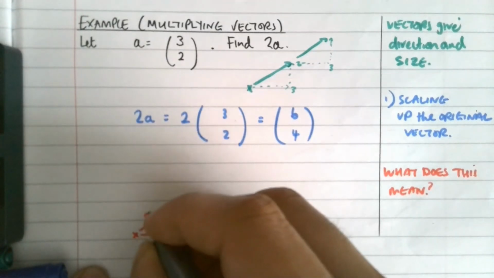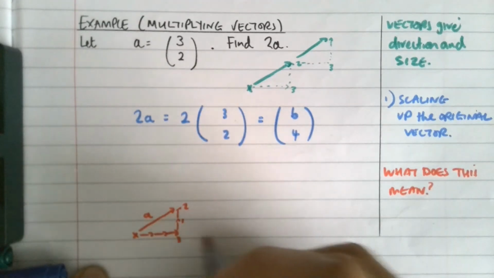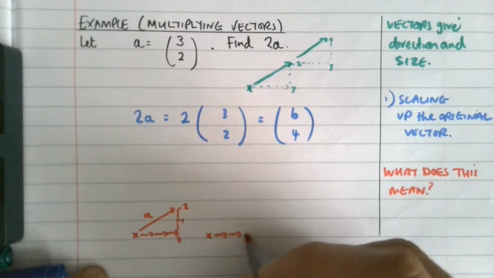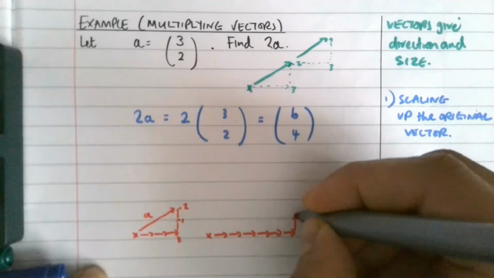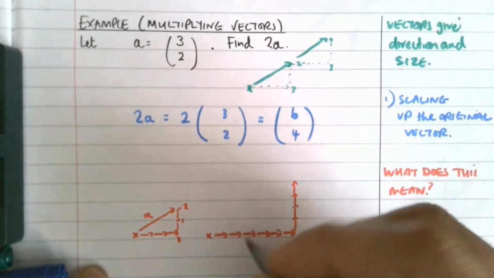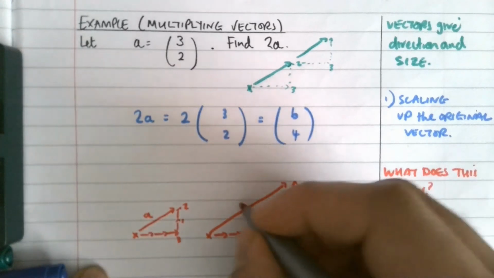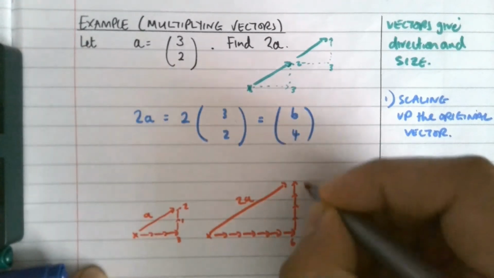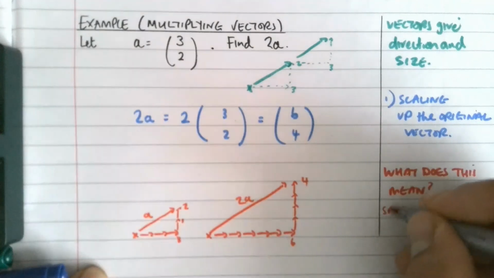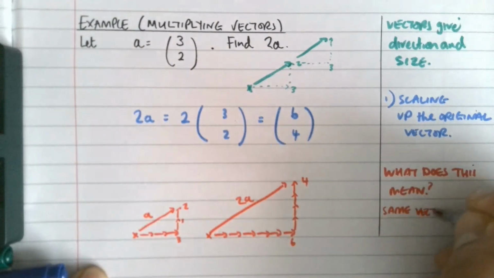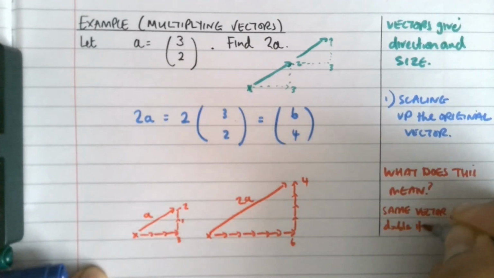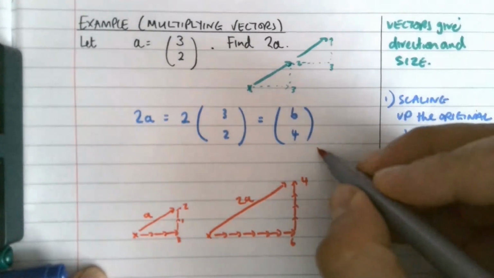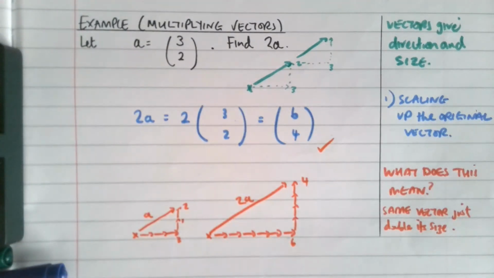Now the vector 2A is going to be double that, so we're going to go 6 across, and then 4 up. When we compare, we can see that the vector 2A is double the vector A, and that is what we're doing. We're trying to multiply vectors to get a bigger vector. Same vector, same direction, just a bigger size of the line. That's what the vector 2A tells us when we compare it to A.